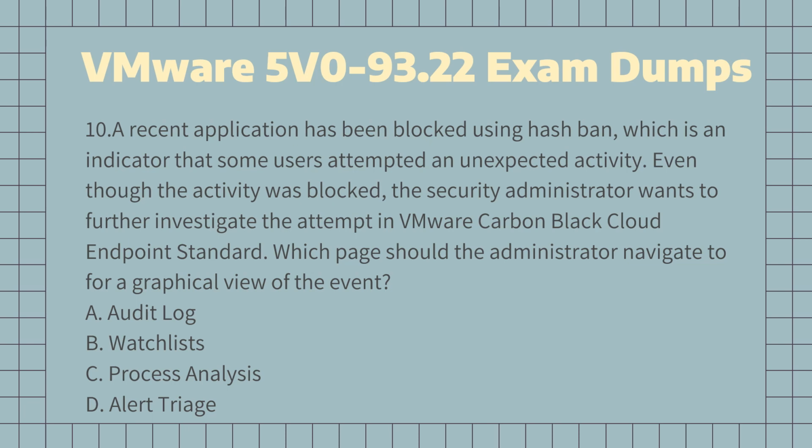10. A recent application has been blocked using hashban, which is an indicator that some users attempted an unexpected activity. Even though the activity was blocked, the security administrator wants to further investigate the attempt in VMware Carbon Black Cloud Endpoint Standard. Which page should the administrator navigate to for a graphical view of the event? A. Audit log. B. Watchlists. C. Process analysis. D. Alert triage.